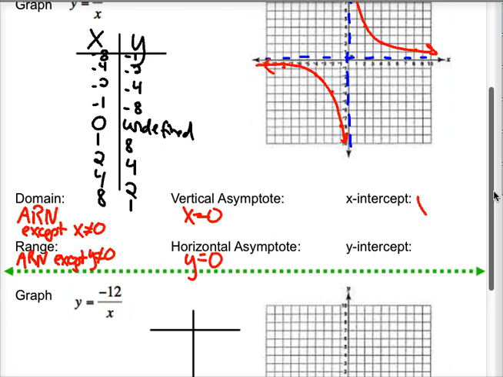Then both x and y intercepts, in this case there aren't any, because with the asymptotes on the axes, they're never going to touch either of the axes. And that's going to be true for all of these reciprocal functions today. All right? The domains are going to be all real numbers except 0. Both asymptotes are at 0. And because of that, there won't be x or y intercepts.